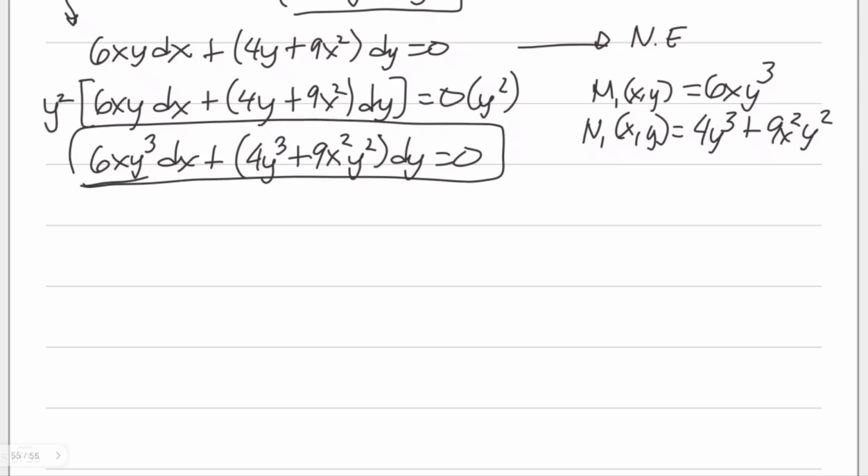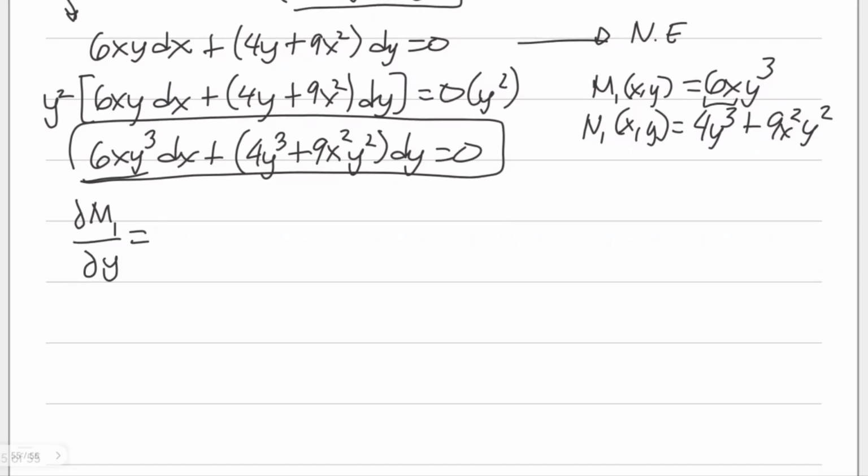So you will have the partial derivative of M sub 1 with respect to y. We'll be treating this as constant. So you get the derivative of y cubed, that's 3 times 6x, so that's 18xy squared. Okay, 18xy squared.